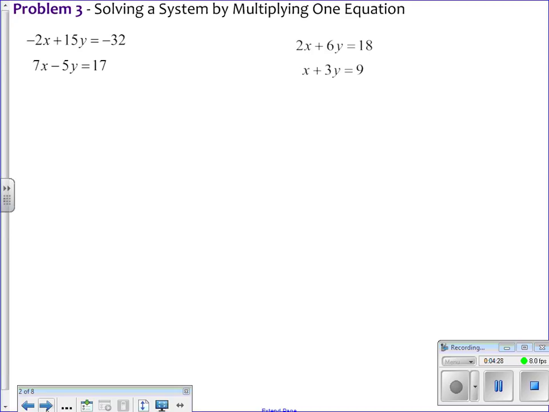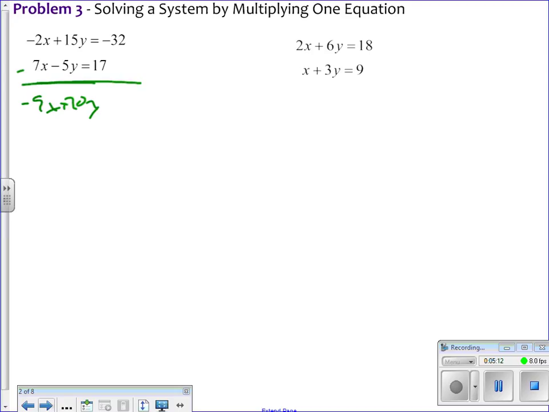So when I look at a problem like this, I go, okay, can I eliminate? If I add these two equations together, negative 2 plus 7, that gives me 5x. 15 plus negative 5, that gives me 10y. I didn't get rid of anything. Addition doesn't work. Right? So then I try subtraction. Negative 2 minus 7, that's negative 9. 15 minus negative 5, that's 20. Once again, nothing was eliminated when I added or subtracted.